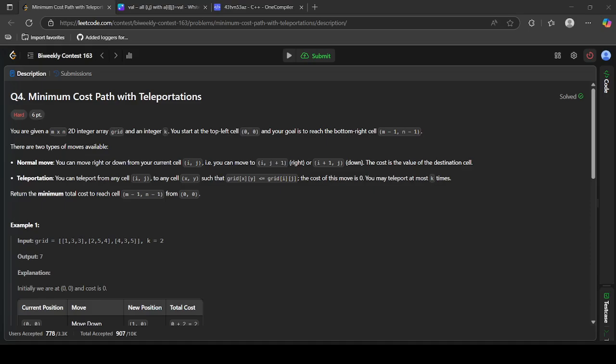Hello, in this video let's discuss the fourth question of today's contest. You are given an m by n 2D integer array grid and an integer k. You start at the top left cell (0, 0) and your goal is to reach the bottom right cell, which is (m minus 1, n minus 1).